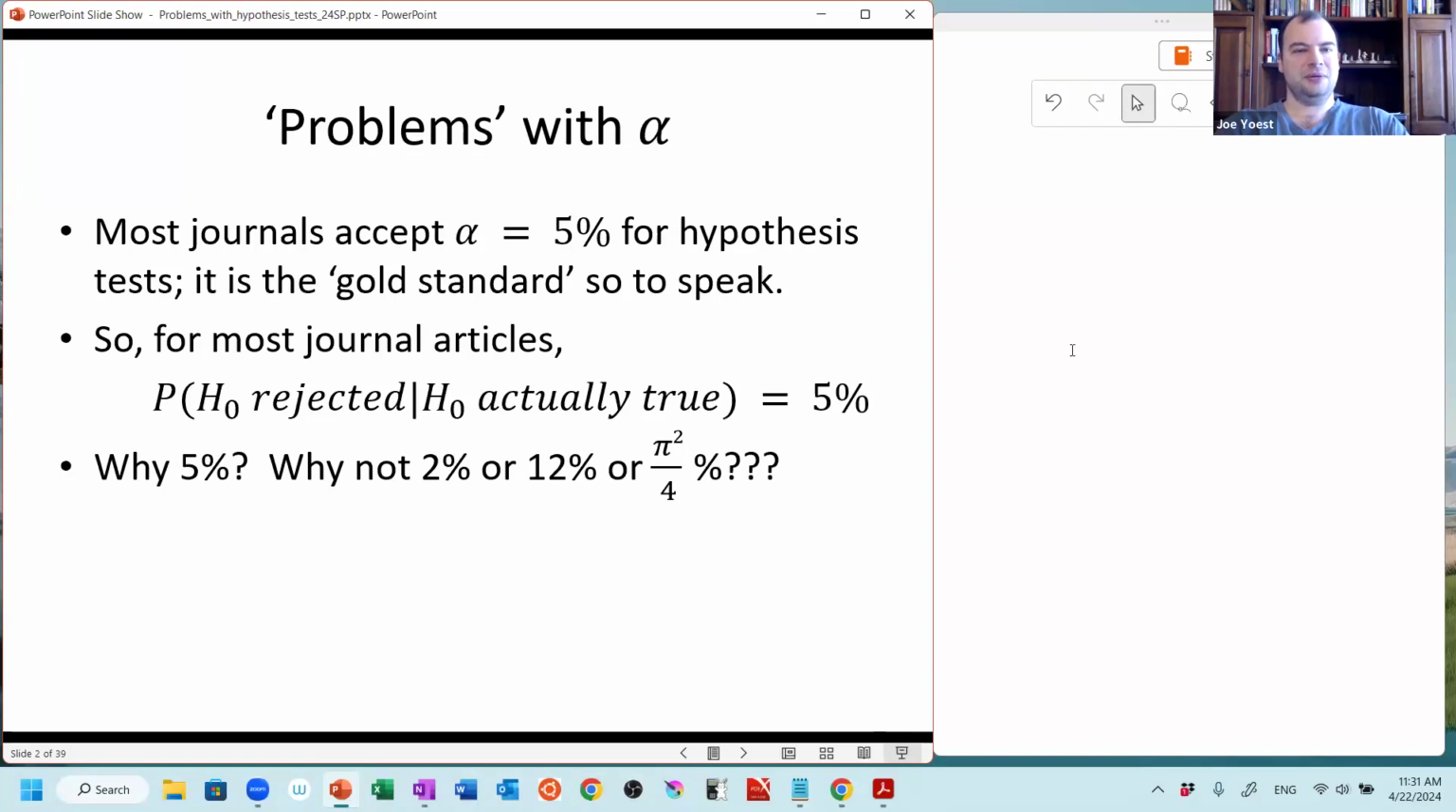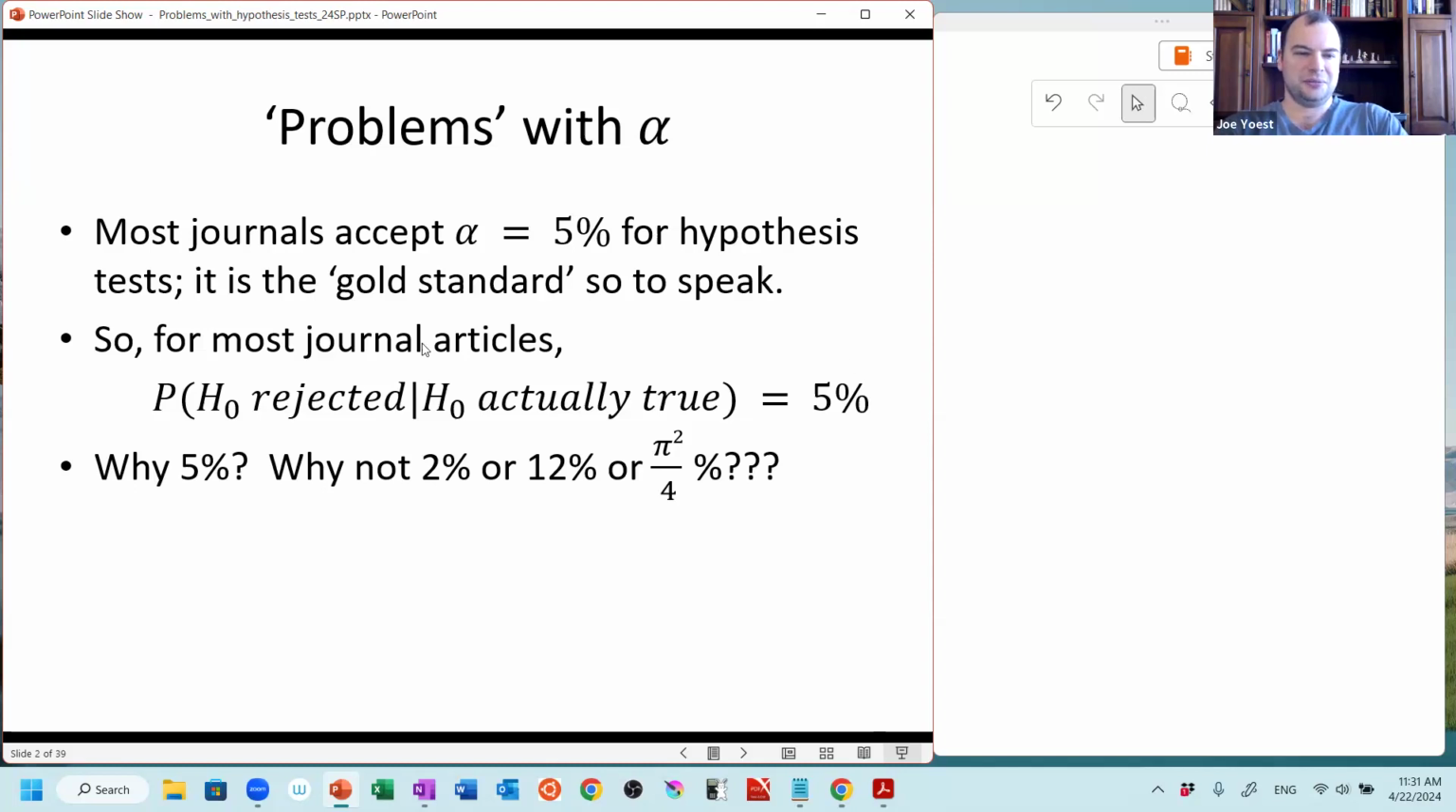So the first thing that I'll start with is something that we might call problems with alpha, with the significance level. And alpha equals 5% is kind of the gold standard. It's the status quo. Most journals are going to accept alpha 5%. And if you go in and you say, I use the 10% significance level everywhere, that's going to be quite suspicious. They probably will just kick it back to you and say, redo it with 5%. That's what everybody uses.